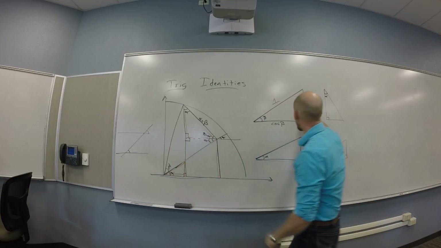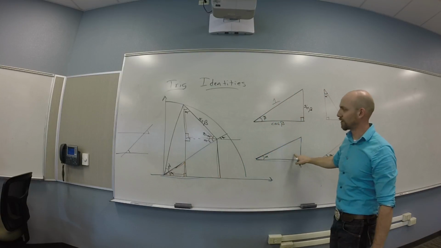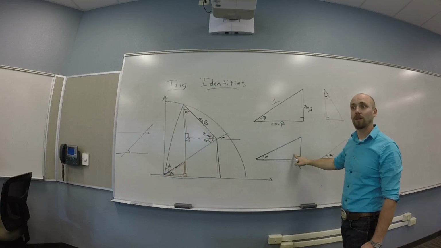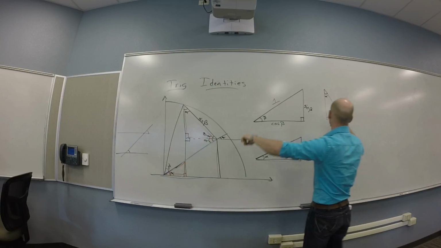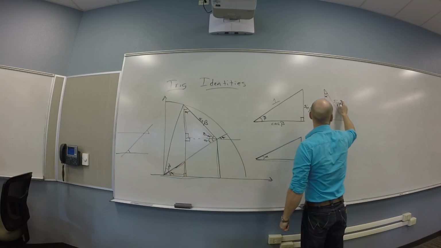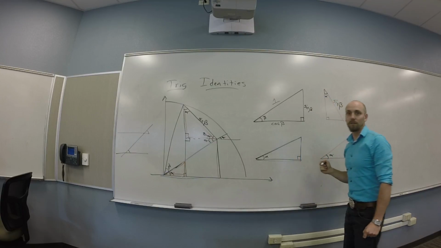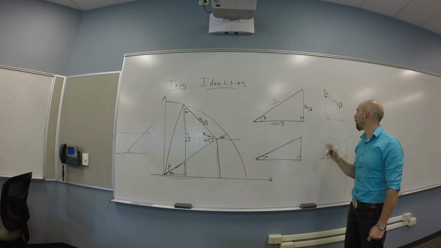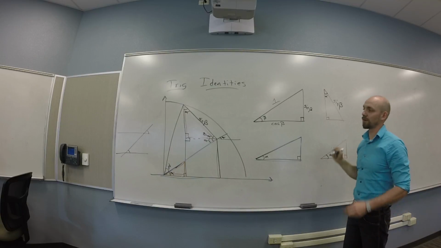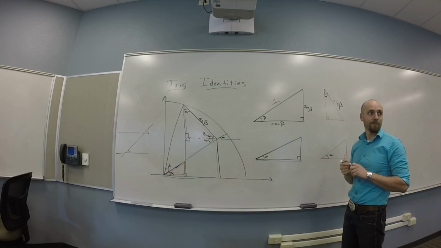Okay, so where else is sine beta in one of my other triangles? The hypotenuse of the alpha. Okay, the hypotenuse of the purple triangle is sine beta. You guys all with that? Okay, so what are the 2 sides of the purple triangle?